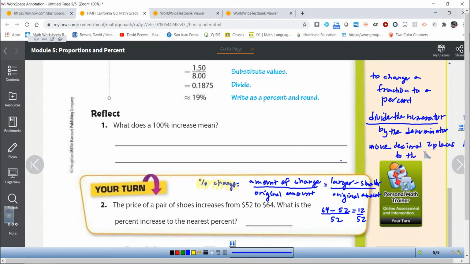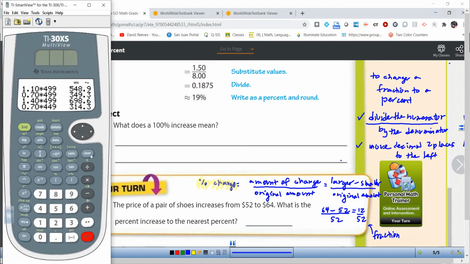So when we write the amount of change over the original amount, it's going to give us a fraction. Then we're going to take that fraction and divide the numerator by the denominator. That's going to give us a decimal, and then we're going to move the decimal 2 places to the left. Again, this is all stuff we did in our previous lessons to get ready for this. That's why we went back to the 6th grade textbook, and now we're finally in the 7th grade textbook. And again, as I said in my previous video, you're going to find a calculator to be very helpful.